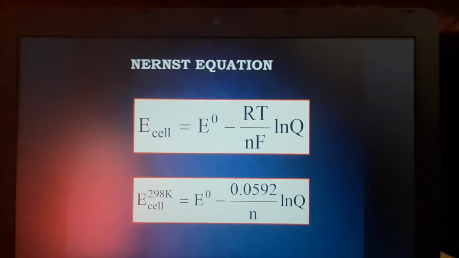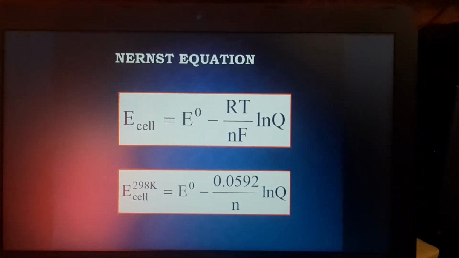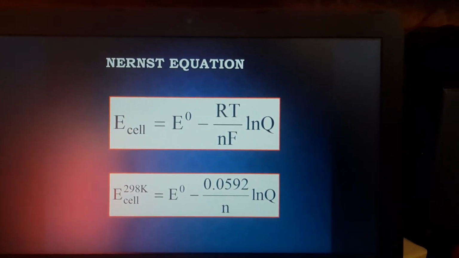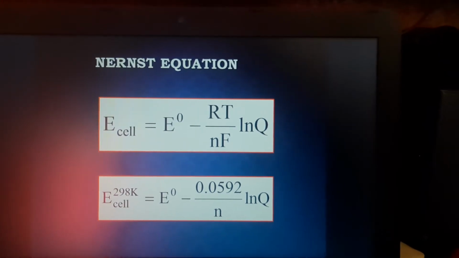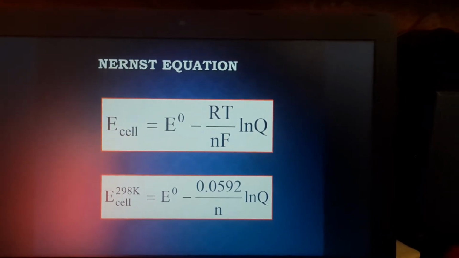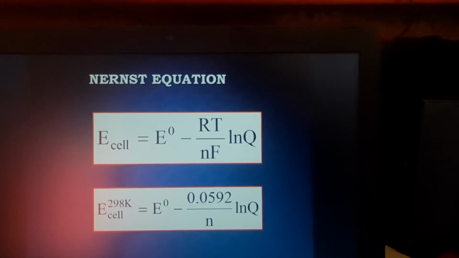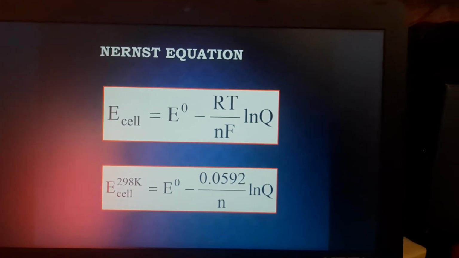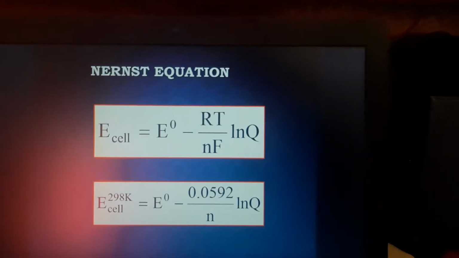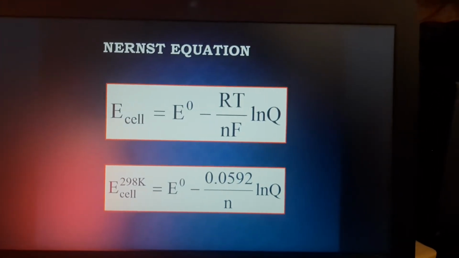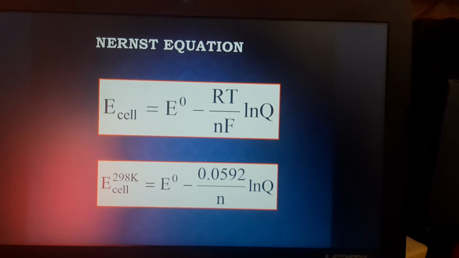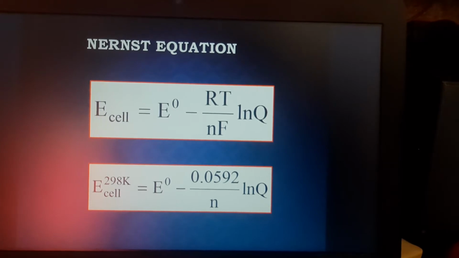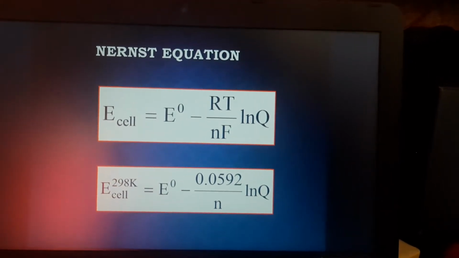So let's go to the next page, that is the Nernst equation. Let's take a look at the Nernst equation: E of cell equals E naught minus RT by nF times ln of concentration of anode divided by concentration of cathode. That means it is expressed as ln Q, or you can write this in a different form, with 0.0592, which is the short form of all the constants present here. Here R is the molar gas constant, T is the temperature, always taken as 25 degrees Celsius, and F is 1 faraday. 1 faraday means 96500 coulomb.